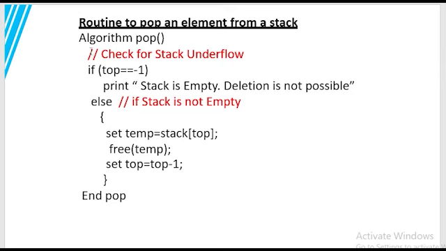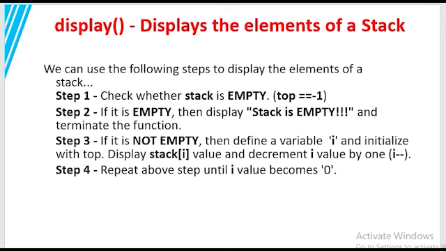So initially you want to check for underflow condition. If it is underflow, you want to print the error message. If it is not, the topmost element is made into a temporary variable, and the temporary variable is freed. That is, you are going to delete the element and free up the memory space allocated to that particular element, and the topmost position is decremented by 1, so that the top will point to the very next element. This is the routine for pop operation.